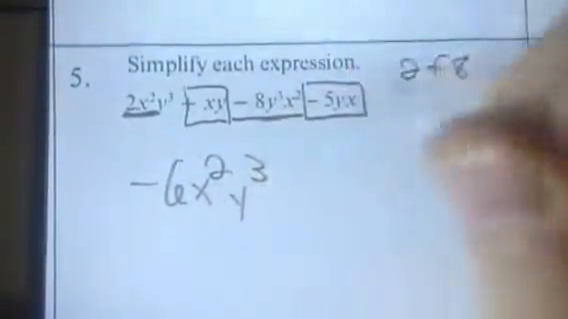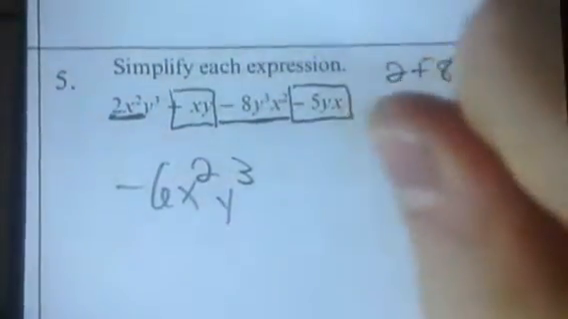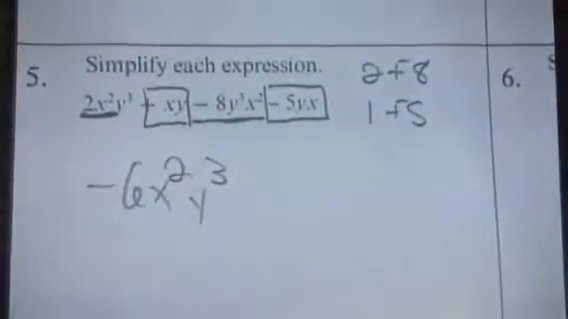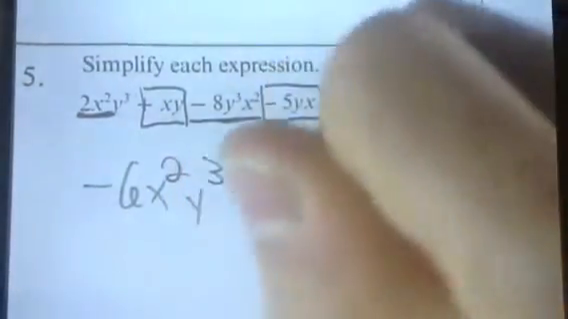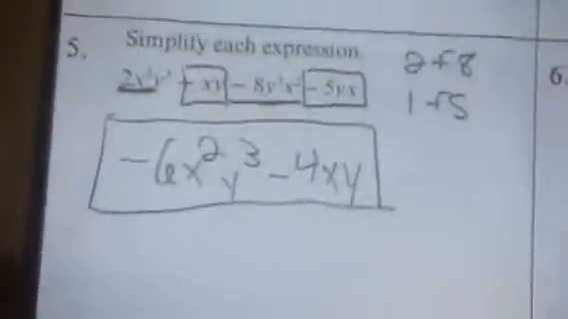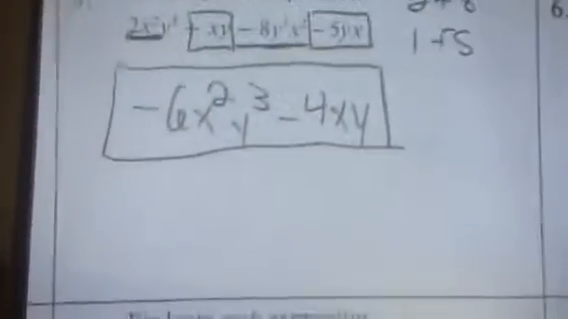2 minus 8. Change subtraction to addition. Sign of the second term. 2 minus 8 gives me negative 6x squared y cubed. Alright, and then I've got 1xy minus 5xy. I can go over here to the side. 1 minus 5. Subtraction to addition. Sign of the second term. 1 minus 5 gives me negative 4xy. I just like to write it in alphabetical order. Do not change the variables. Keep those the same. All you're doing is combining the coefficients.